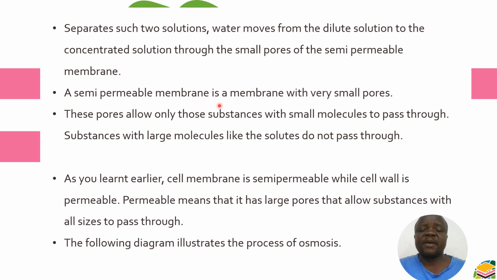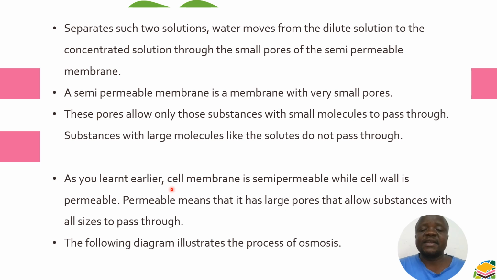So a semipermeable membrane is a membrane with very small pores. Being very small, it means the large particles cannot pass through them. That's why they are selective. So these pores allow only those substances with small molecules to pass through. Substances with large molecules like the solutes do not pass through these small pores.